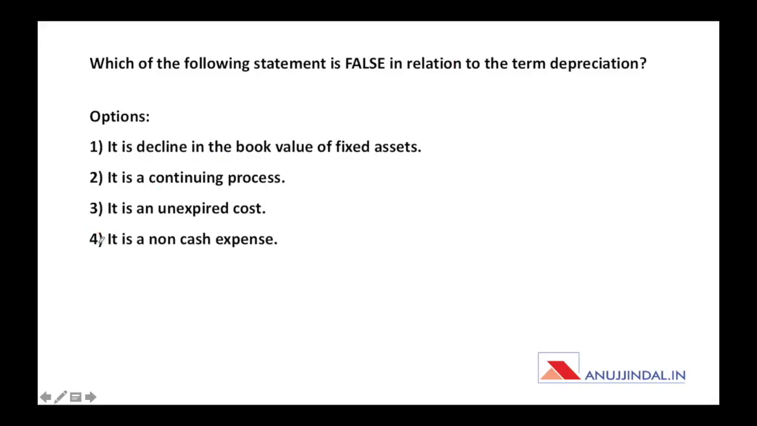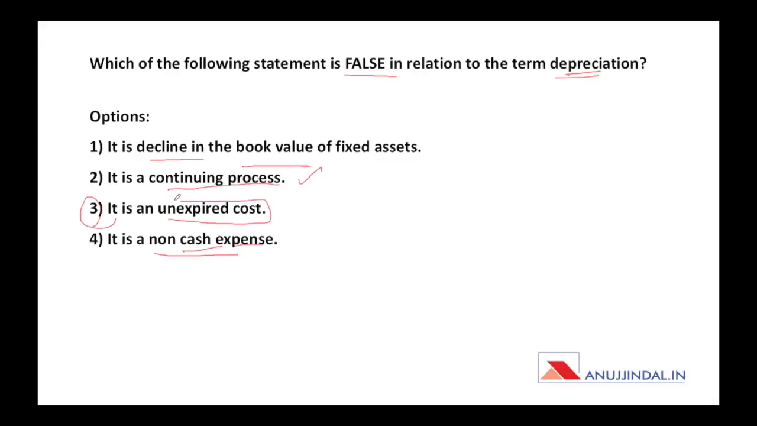The last question in this particular video is: which of the following statements is false in relation to the term depreciation? A very interesting and exciting question. The options are: it is a decline in the book value of fixed assets. Yes, it is. It is a continuing process. Yes, it happens every year, once you purchase a machinery or an asset. It is a non-cash expense. Yes, you're not paying any expenses for the depreciation that is happening in your accounting books. Therefore, this is also a meaning of depreciation.